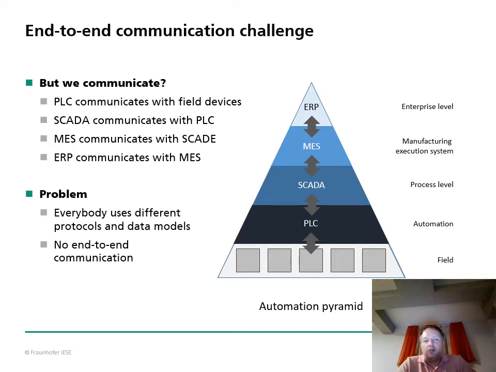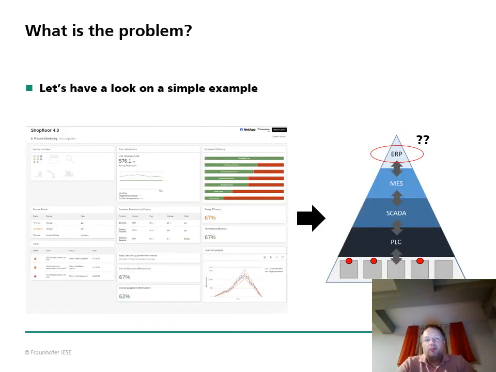So our challenge is everybody is using different protocols. We have this layering, and we don't have this layering because we want it, but we have this layering because we need it. And therefore, it's very hard if an ERP system wants to use data from a sensor that is in the field level. It simply cannot access this data. So why should somebody want to do that?